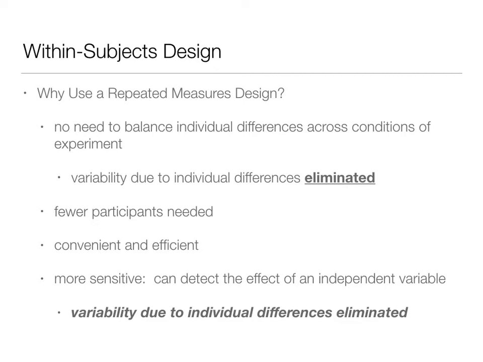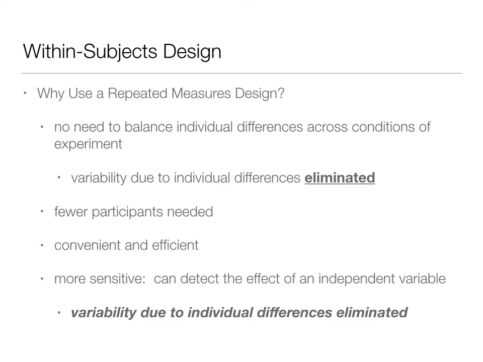Remember, because we don't have different groups of people, we have one group of people that we're repeatedly measuring, there is no individual difference between the groups, okay? So if you don't have to worry about differences in IQ between the groups, the IQs are going to be the same. You don't have to worry about these subject variables between the two groups because the two groups are absolutely the same. Because we've taken out that variability due to individual differences, the variability that's left is more likely to be due to that independent variable. We're going to be able to see that better.